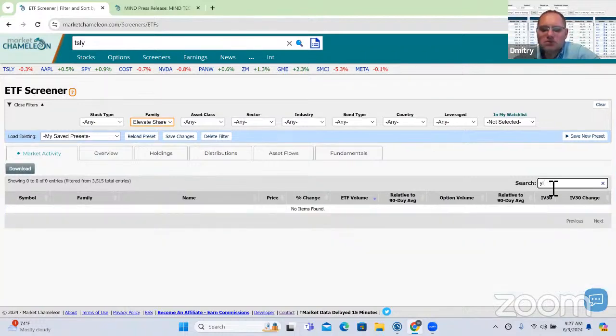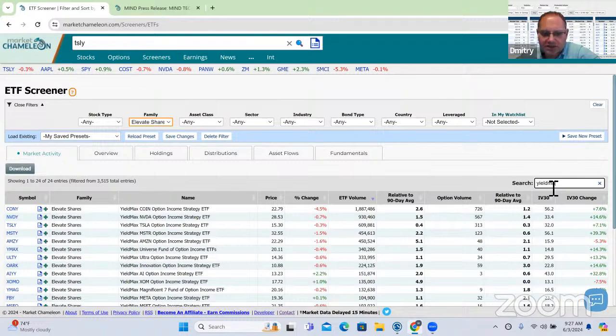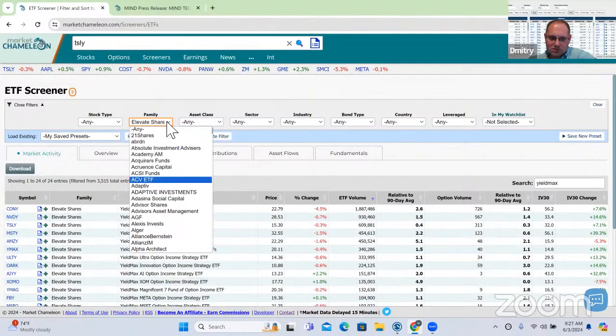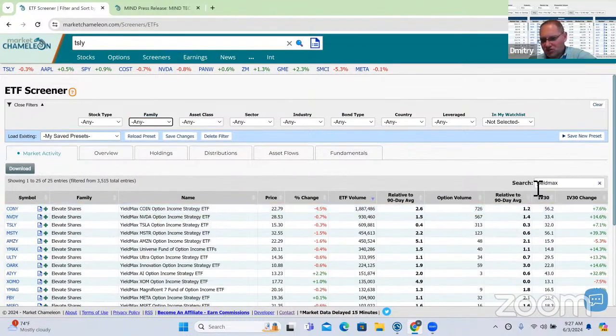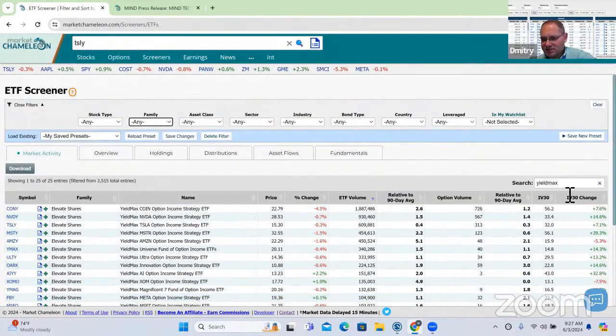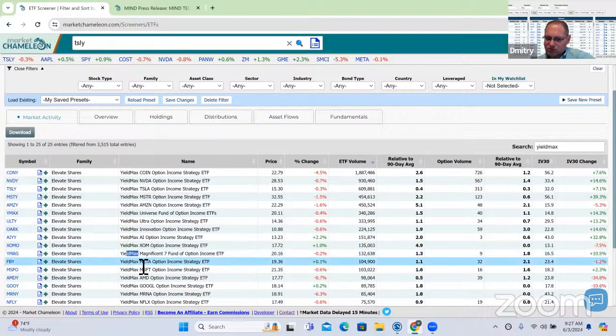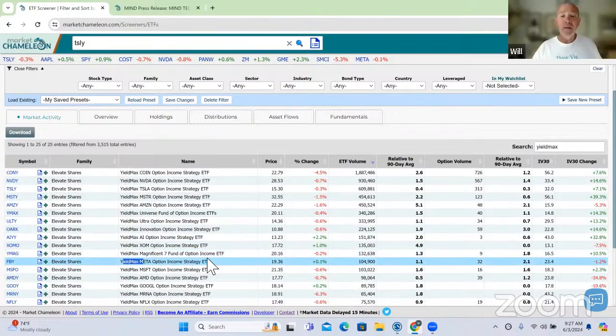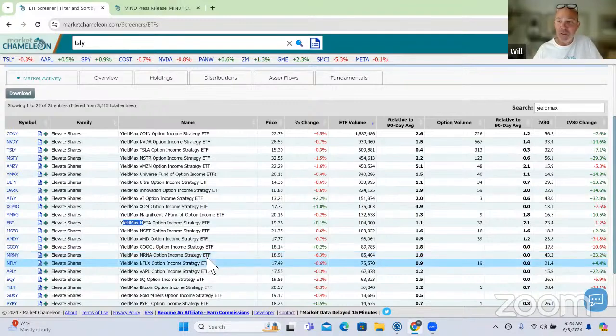Let's see if there's more. If it's in the name, this search will look for anything that contains that word, Yield Max. So you could do it that way. I believe these look like what Rob might be looking for. He said that's exactly what he's looking for. So please show him the clicks to get there, maybe go out and then come back.